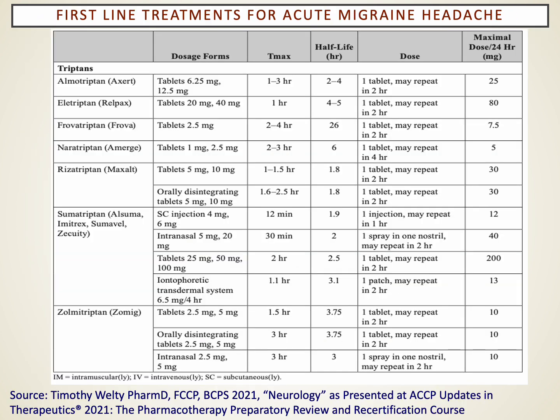So the first-line treatments for migraines, here is the table of the triptans. The triptans are pretty commonly used. I think most clinicians will find that you match one of these to the patient. What is the significance of the side effect profile for the patient? Can they take an oral or an oral disintegrating tablet? Do they need sub-Q? Do they need intranasal? Do they need something else? And so the choice is made there.